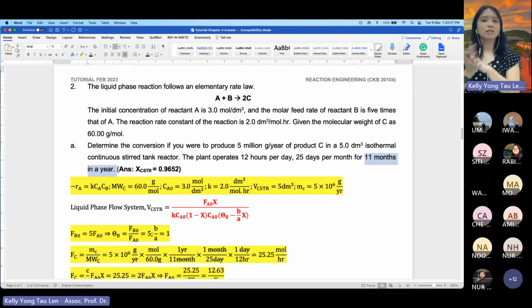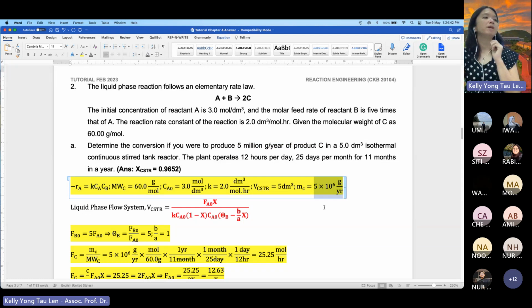Okay, so sekarang first thing first. What is this 5 million gram per year? So kalau kamu tahu konsep, kita tukar dalam bentuk dimension dulu. Okay, gram tu mass, year tu time. Mass per time, mass flow rate. Kan sama kan kalau mole per time, molar flow rate. Volume per time, volumetric flow rate. So I have mass per time, mass flow rate. So mass flow rate untuk apa? Mass flow rate untuk produk C. So normally mass flow rate kita guna M. So M subscript C means mass flow rate of C as 5 million gram per year. Okay, so that's all information yang kita ada.